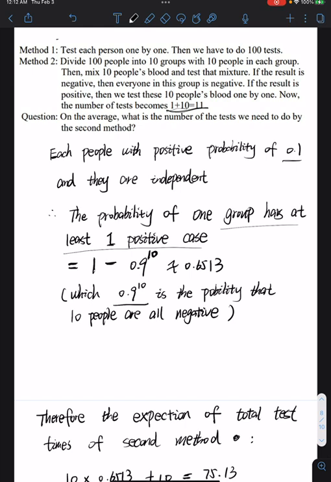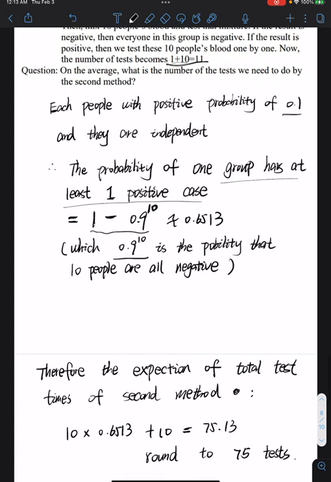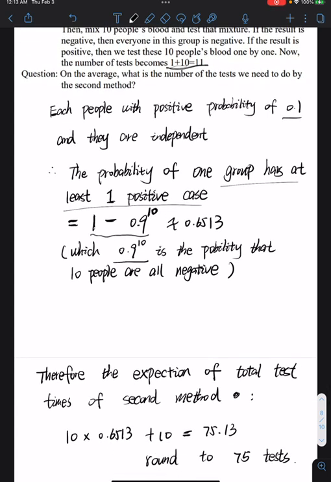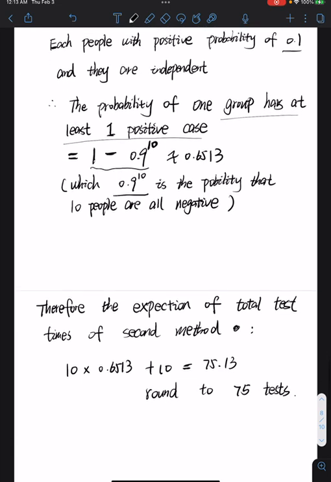So we can get the negative probability of each group, which is 0.9 to the power of 10, because they are independent, so we just multiply each probability 10 times. And the group having at least one positive case is an event mutually exclusive with the group test being negative. So we just use 1 minus 0.9 to the power of 10, which equals 0.6513.